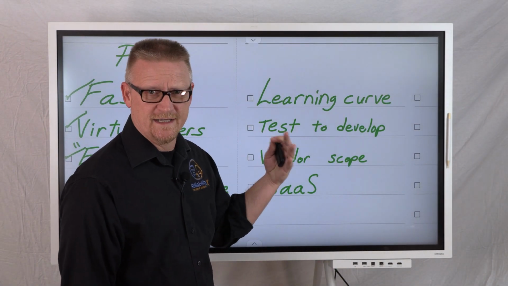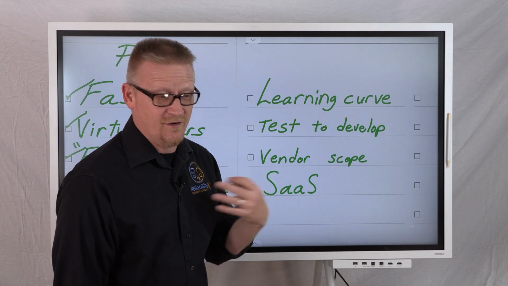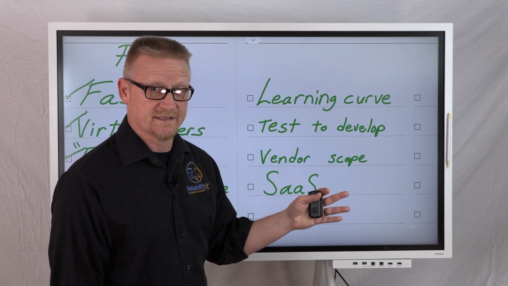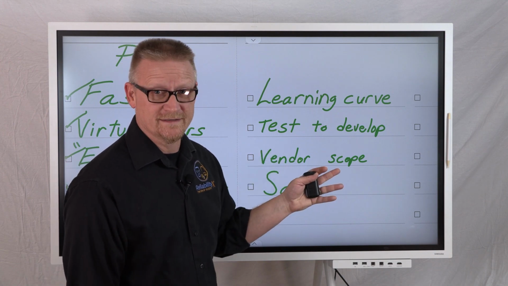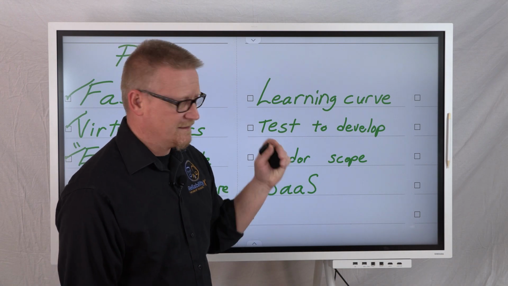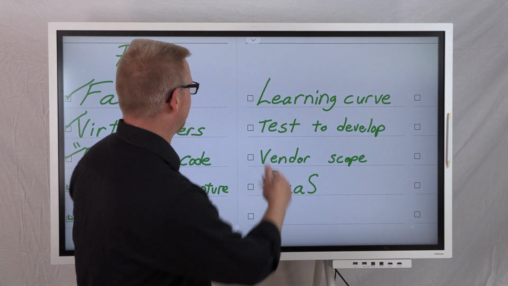Learning curve, we just kind of said that. It's written in English, so I got a 15 minute overview of this system before we did this. So it's not too bad. It's pretty easy to find things. It's pretty simple to get this going.